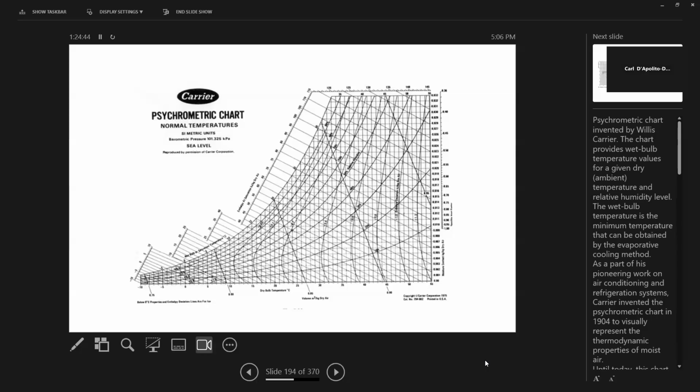The first one, this diagram graphing temperature and humidity, was because Carrier, the air conditioning guy, was interested in dehumidifying spaces. That is what this is about. What it does is, this is temperature down here, and then there are lines of relative humidity. It's a way to graph how, if you cool a space, your temperature would move around on it. I'm going to go into this a little bit more later.